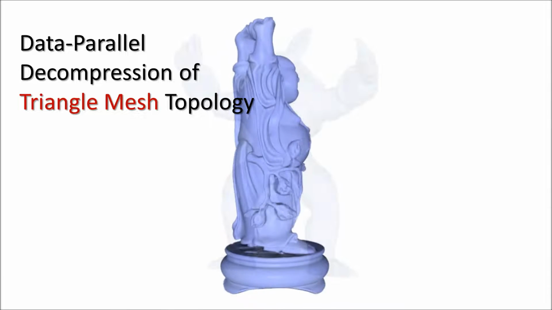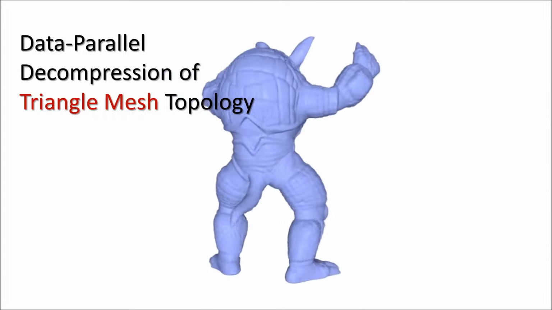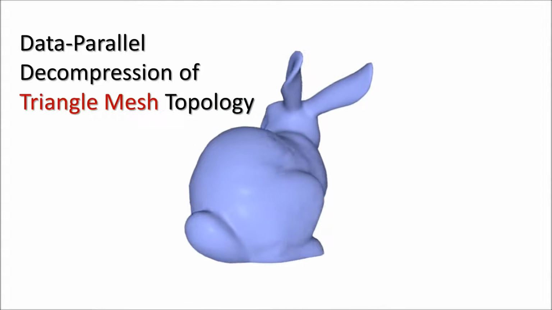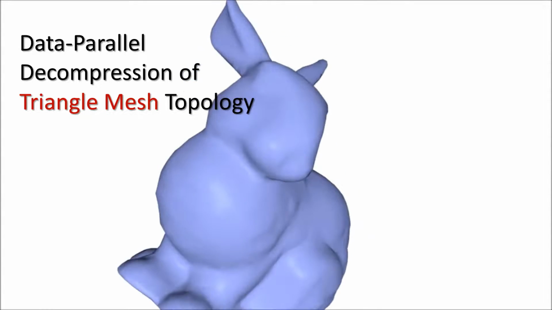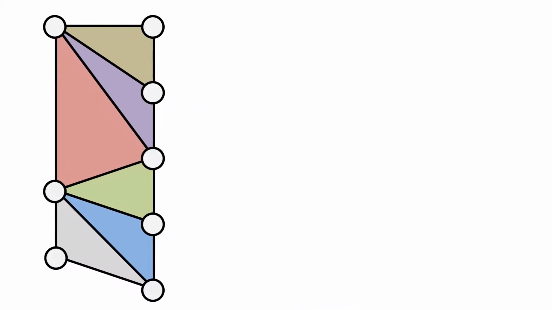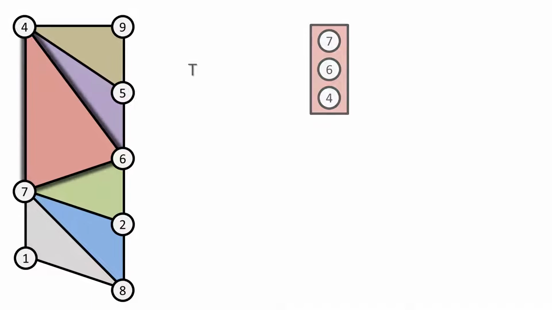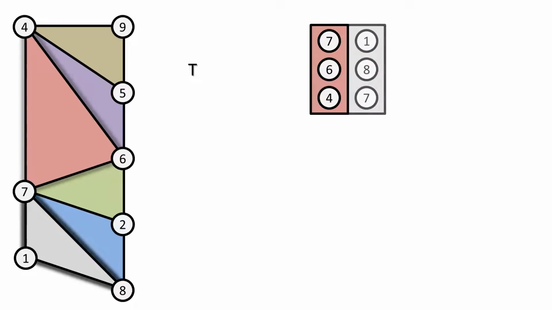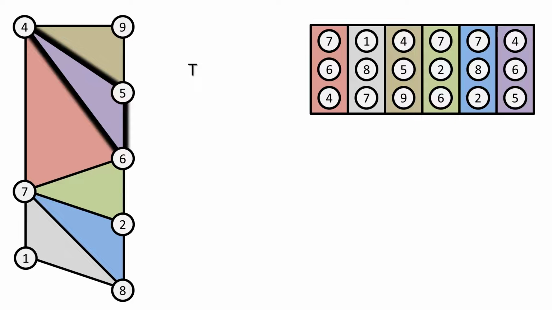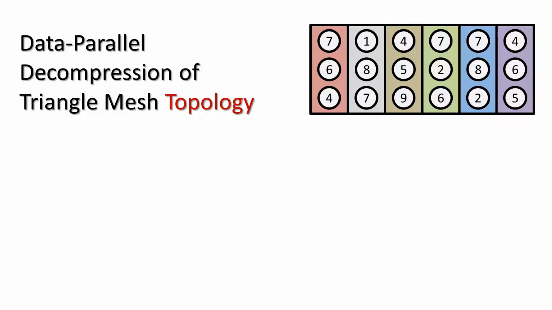Triangle meshes are one of the most important data structures in computer graphics to represent geometry. And in this talk, I'm going to focus on the topology of triangle meshes. Topology, that is the way vertices are connected to form triangles. So for example, the red triangle here consists of the vertices 7, 6, and 4. The gray triangle consists of the vertices 1, 8, and 7. And by taking down the triples for each and every triangle, we get a representation for the topology.